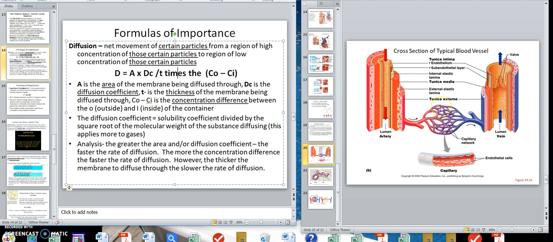And they are thin. When we get to them, they are thin. See, that's thickness right here. That T is thickness. That's in the denominator. The thicker something is, the less the diffusion. Okay, so I want you to keep that in mind. All right, so that's diffusion.